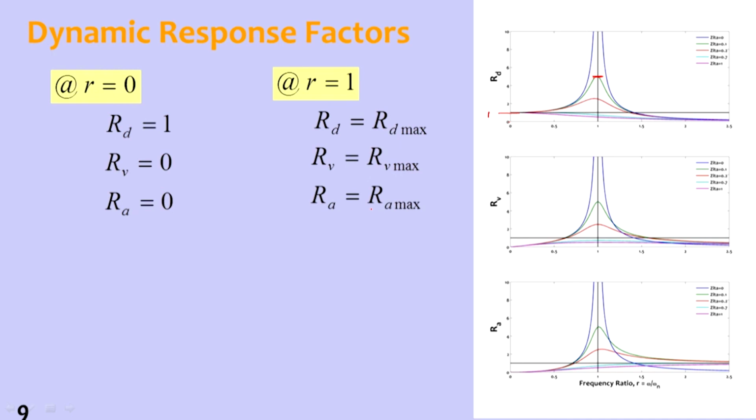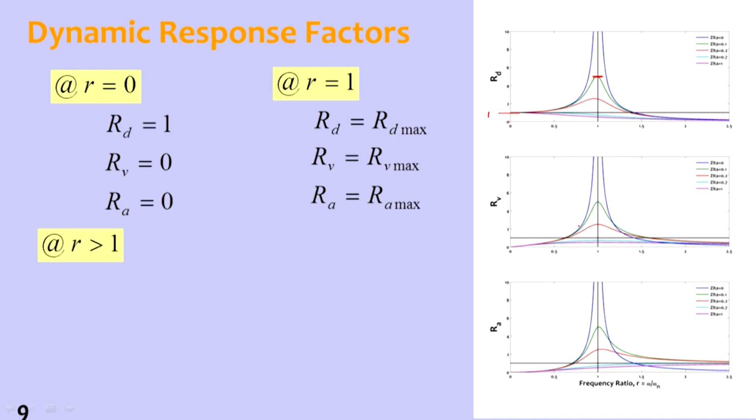A point to be observed here is that all these Rd max, Rv max and Ra max values are not occurring exactly at the same value, but they are nearly maximum at that value, because the presence of damping slightly shifts them slightly away from this mark.